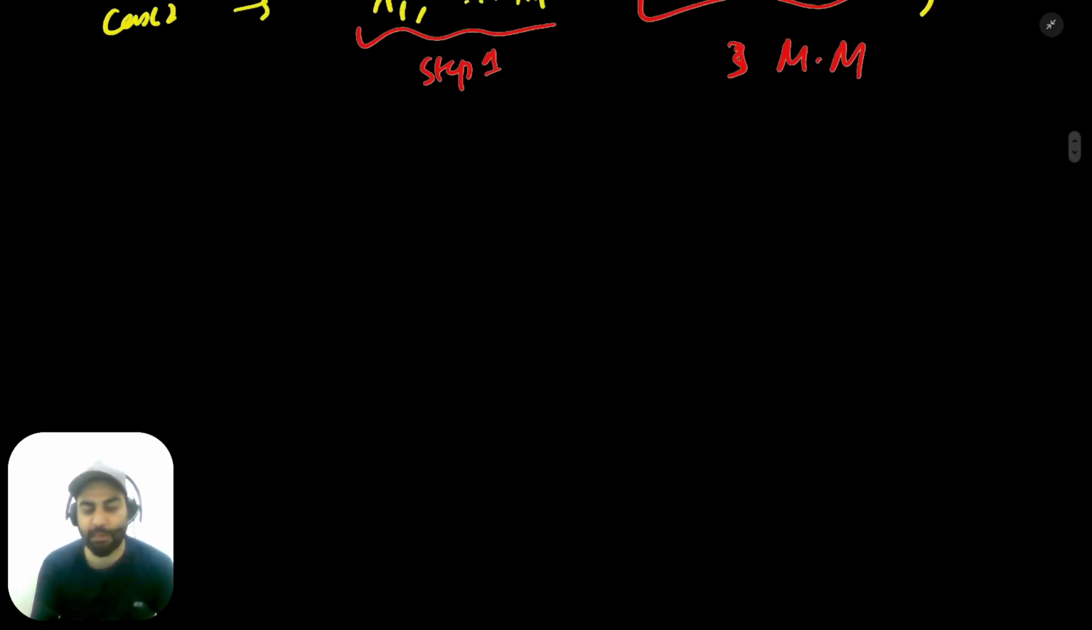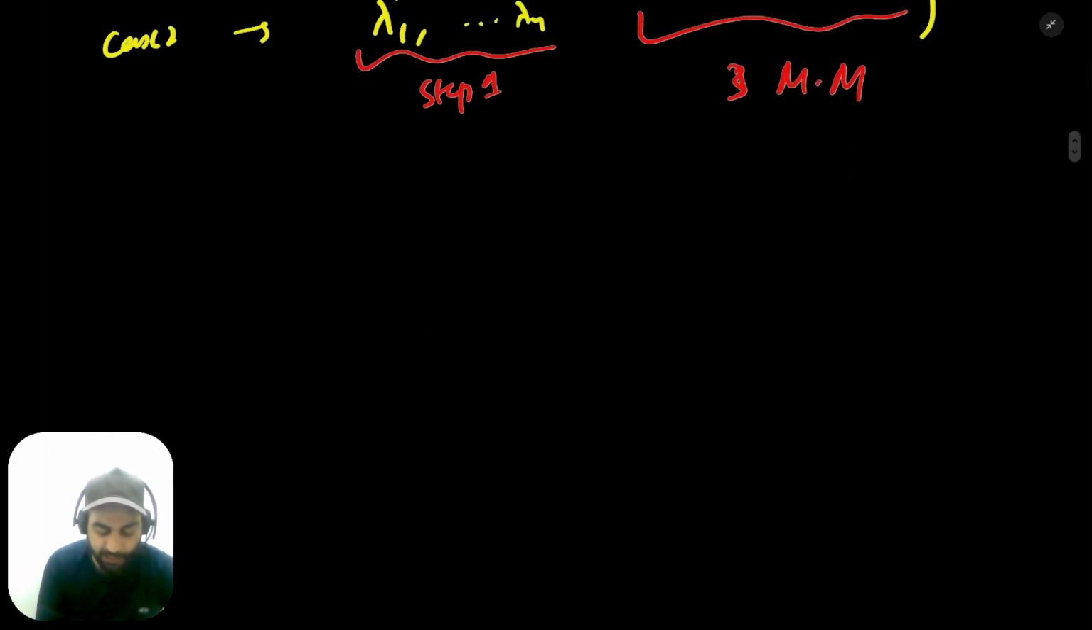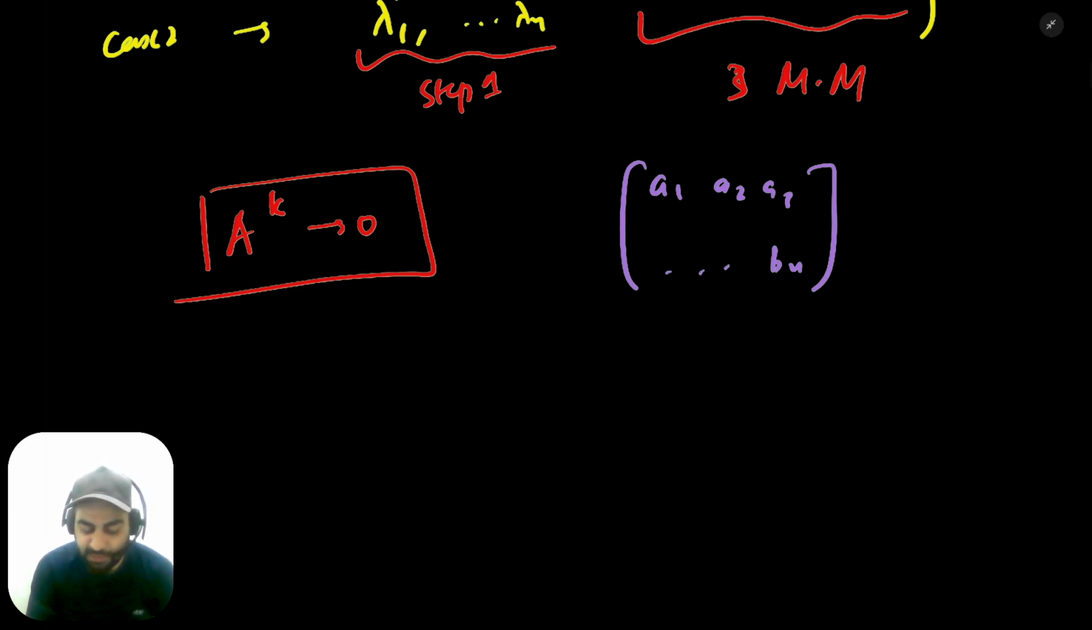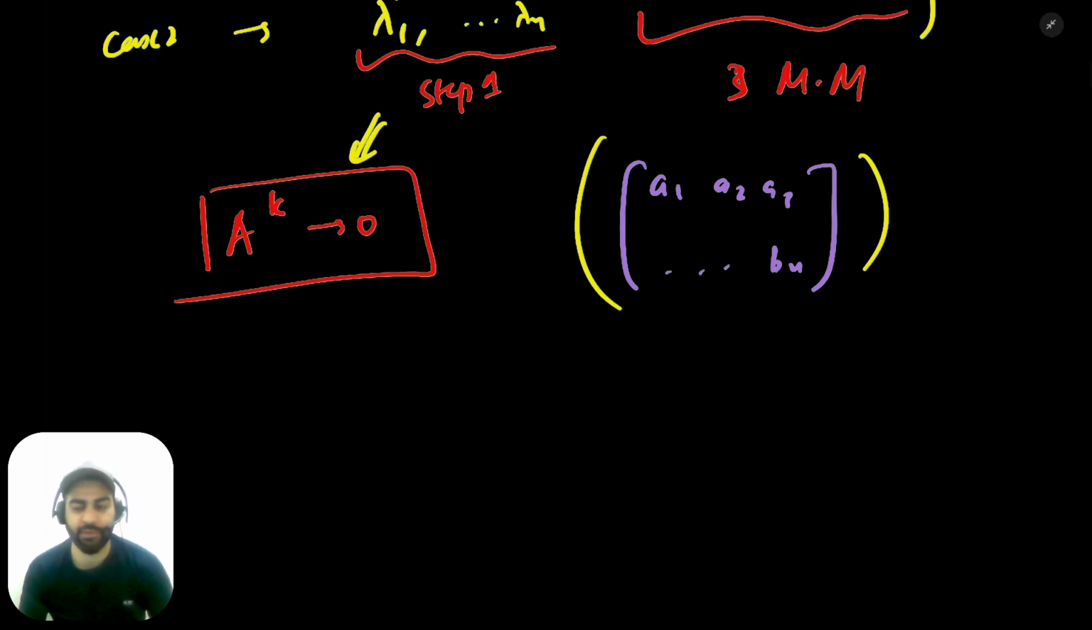Sometimes you want to check, for example, whether A^k goes to 0. If somebody says, if I keep on multiplying A, let's suppose I have some matrix A, A squared, A cubed, and so on, and I keep on raising it to the power 1, 2, 3, 400, will it go to 0 at some point? How do we confirm this?